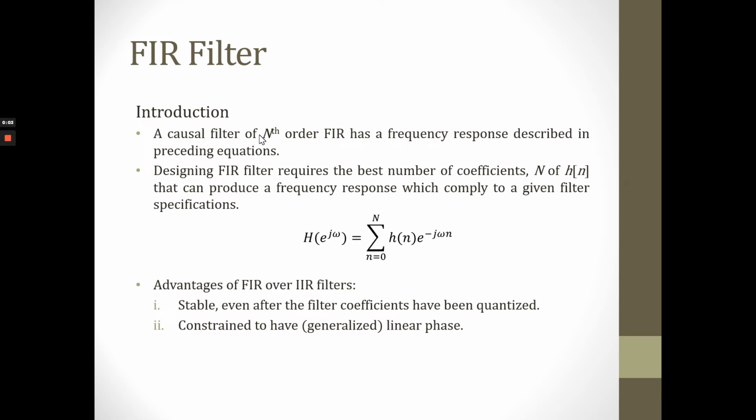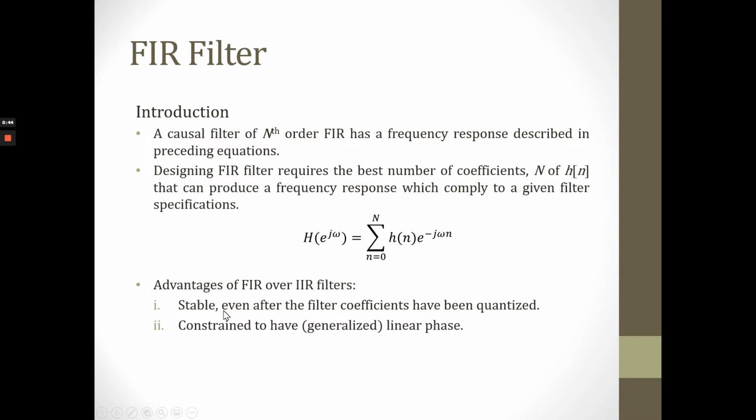The frequency response of an n-order causal FIR filter is given in this equation, H(e^{jω}) equal to the summation from n equal to 0 until N of h[n] multiplied with the exponent negative jωn. And the design of an FIR filter involves finding the coefficients h[n] that results in a frequency response that satisfies a given filter specification. FIR filters have two important advantages over IIR filters.